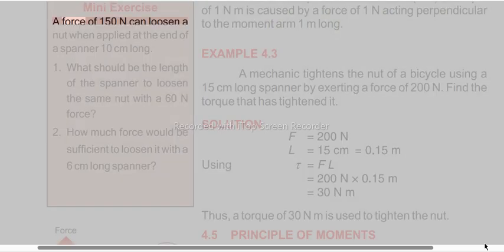Mini exercise. A force of 150 N can loosen a nut when applied at the end of a spanner 10 cm long. 1. What should be the length of the spanner to loosen the same nut with a 60 N force? 2. How much force would be sufficient to loosen it with a 6 cm long spanner?